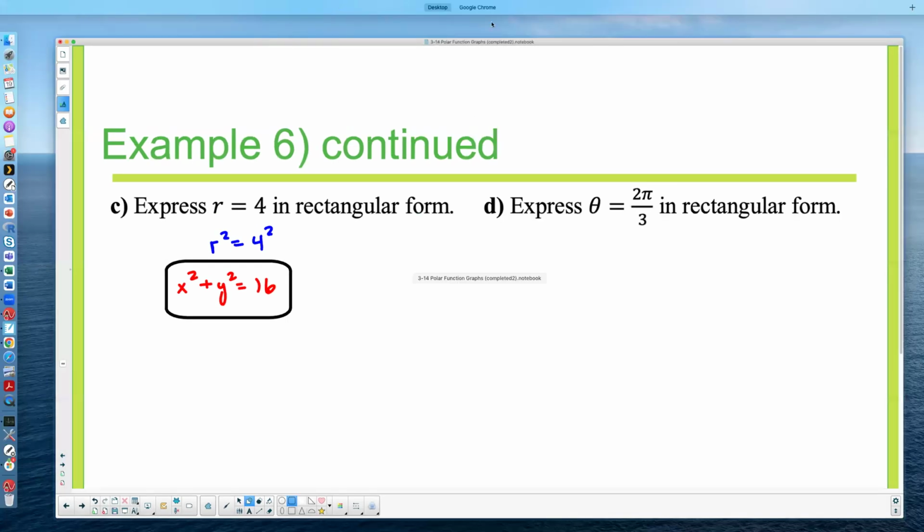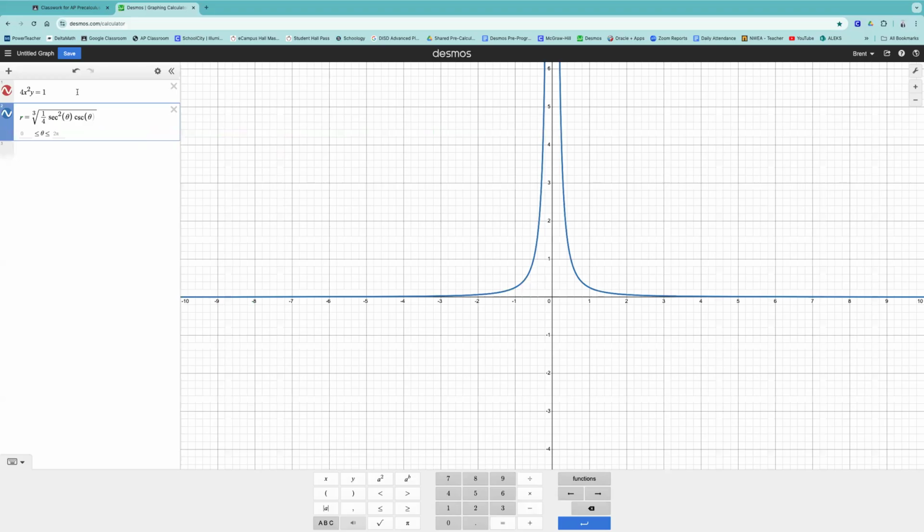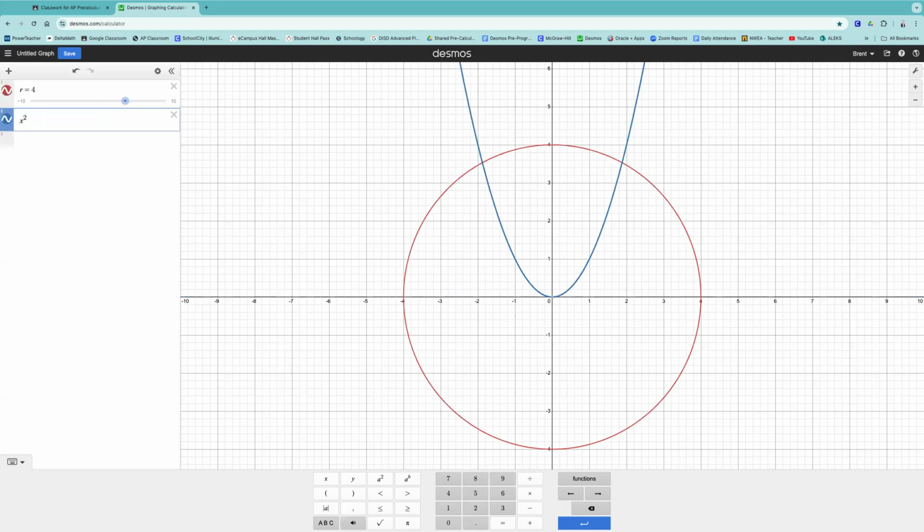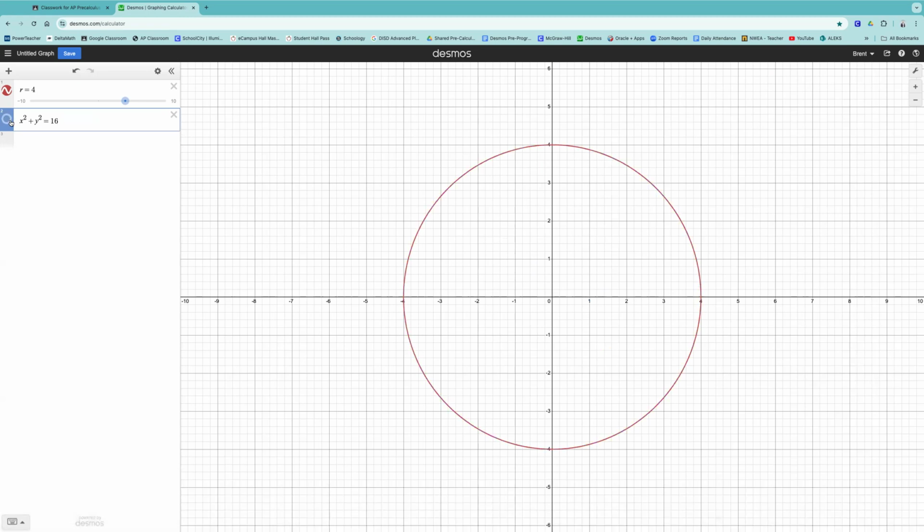and I can show you that. So we have r equals 4, and then x squared plus y squared equals, not 4, 16 now. And notice those two graphs are exactly the same. So we got that one right.